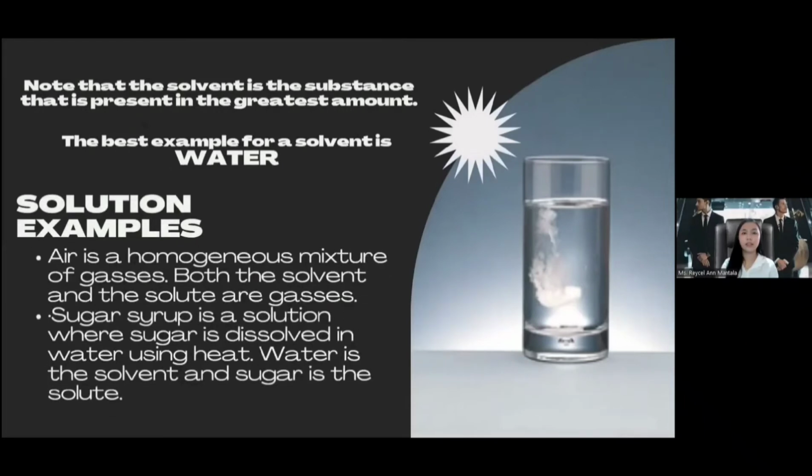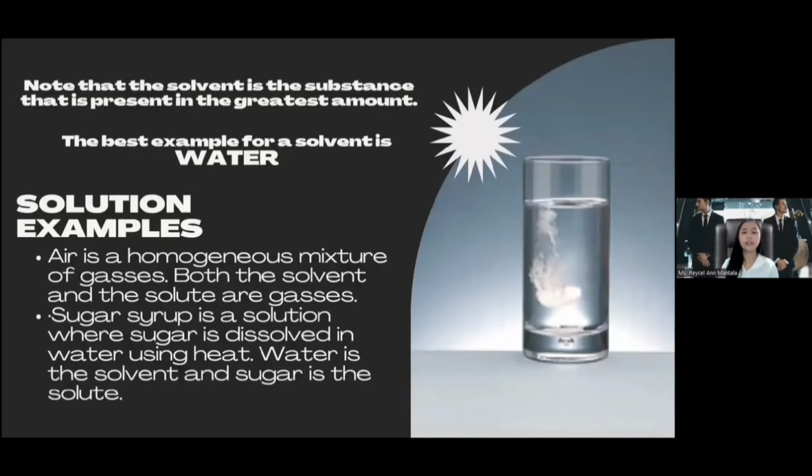Note that the solvent is the substance that is present in the greatest amount. The best example for solvent is water, because at both temperatures, water is able to dissolve more salt than the other solvents. Therefore, it has the highest solubility. In addition, because of its high polarity, water is the most common solvent for ionic compounds.